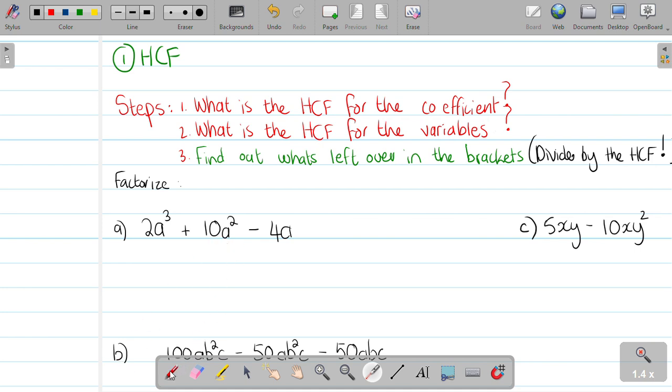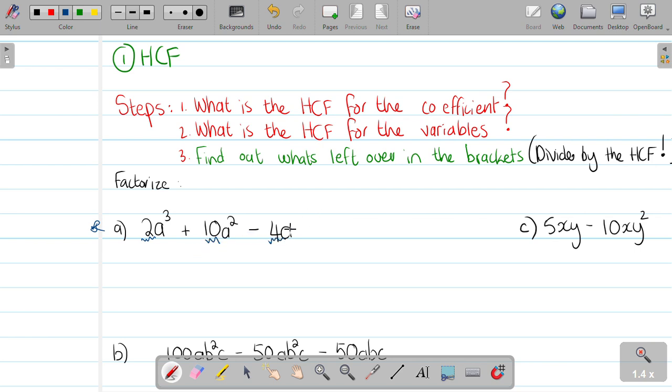So let's have a look at our first question together. We have a question saying factorize this over here. So we have 2a cubed plus 10a squared minus 4a. So ask yourself, what is the highest common factor for the coefficient? Okay, so what are my coefficients in this expression? So it's definitely 2, 10, and negative 4.